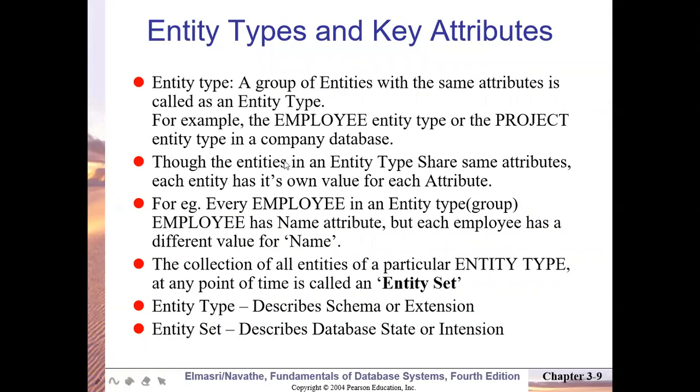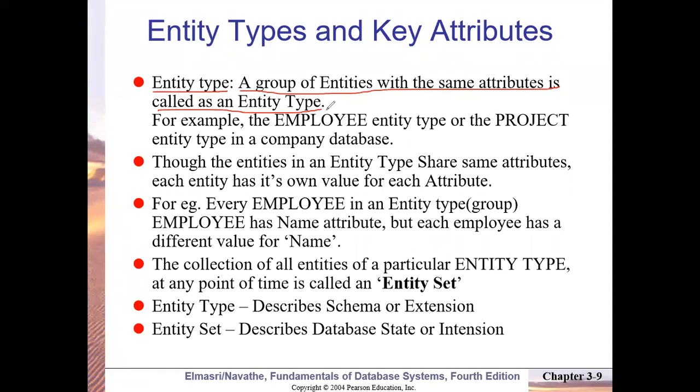Next few terms we have to define: entity type and key attributes. Fine. What do you mean by entity type? We have already defined entity. Now let us understand what entity type means. Normally, when they ask you for a definition, they will ask you to define entity, but rarely they may even ask what is entity type. So a group of entities with the same attributes is called an entity type. If you compare it with your OOPS concepts, entity type is nothing but a class.